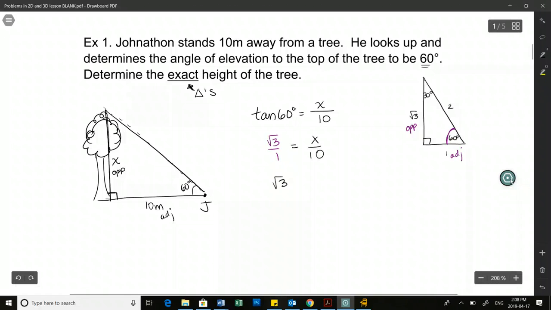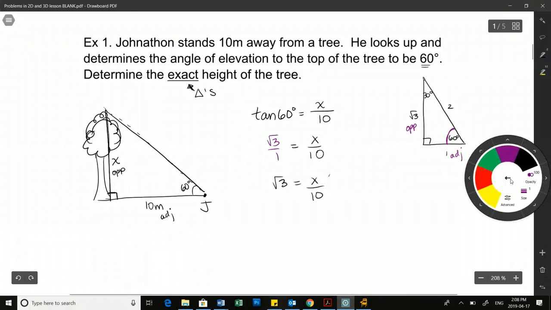All right, so I've got root 3 equals x over 10. To get x by itself, I just want to multiply the 10 up, and it becomes 10 root 3. And our unit of measurement, which we will always indicate if we can, if the question tells us, is 10 root 3 meters.